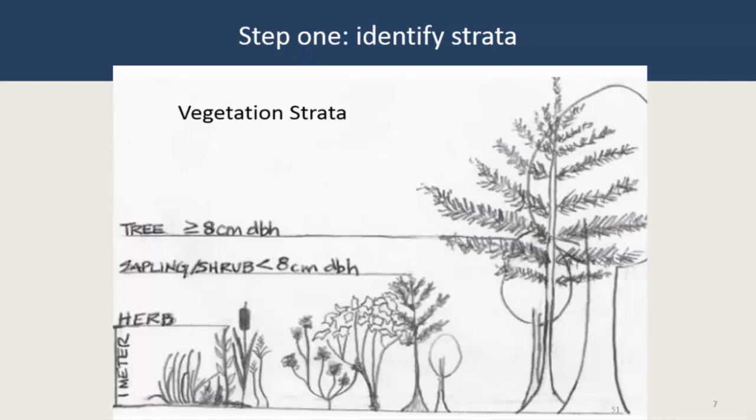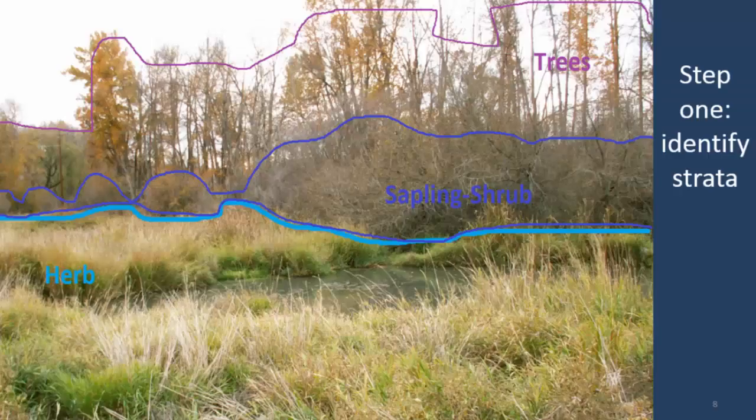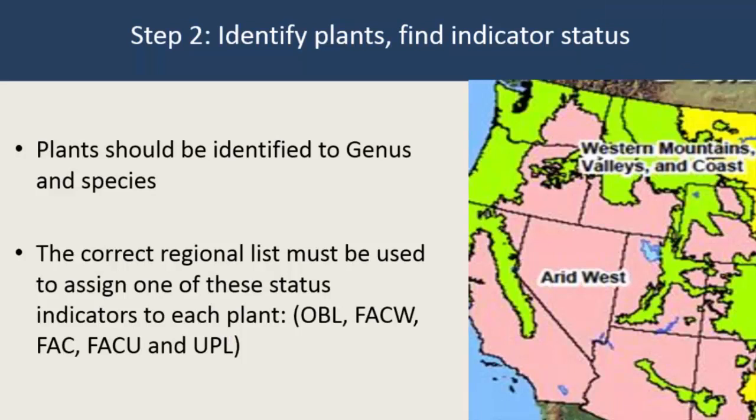Herbs are generally under 1 meter in height, but some herbs like cow parsnip or bulrush can grow quite tall. This picture shows the areas where different strata can be found. Remember that the lower strata can also be found under the taller strata. The next step consists of 2 parts, and that is to identify the plant list that you must use depending on where your site is located, and record the indicator status from the appropriate plant list.